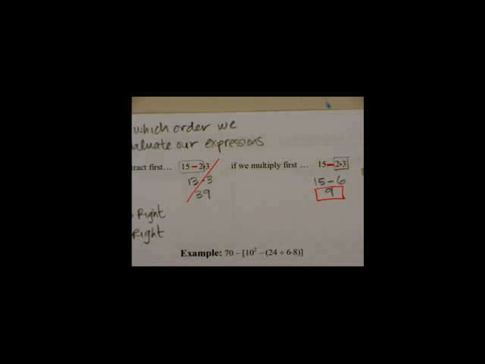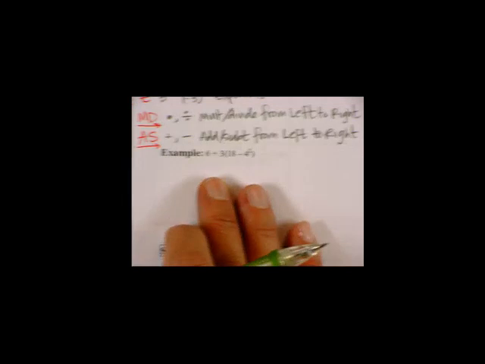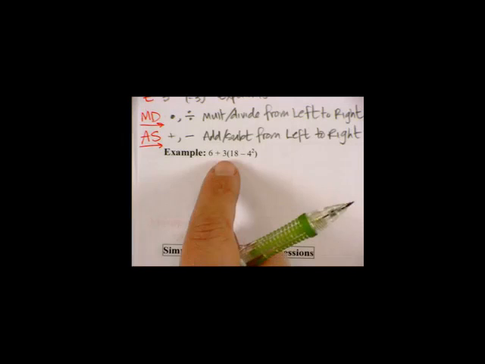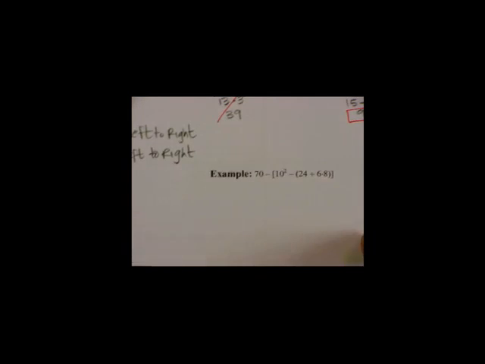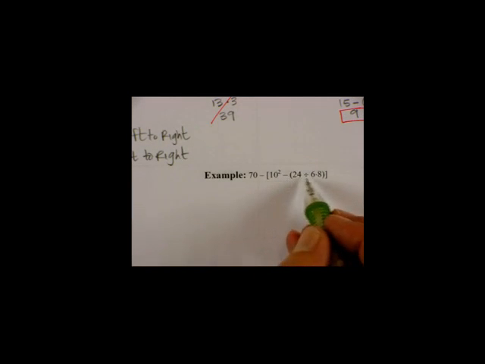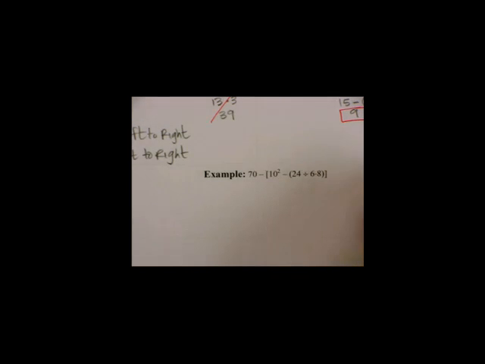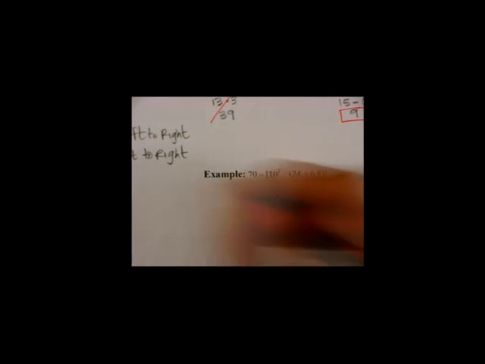Okay, I'm going to do an example. I'm actually going to do the trickier of the two. I'm going to do this one here: 70 minus 10 squared minus 24 divided by 6 times 8. This one's a disaster, right? There's all kinds of stuff going on here. But I know that I need to just follow my order of operations. So I'm going to write down what that is.